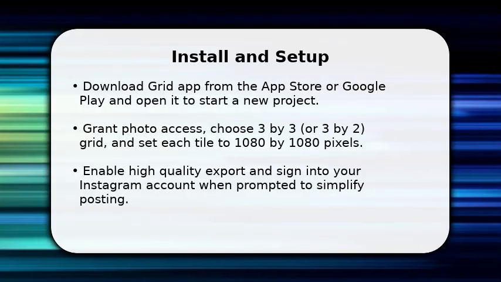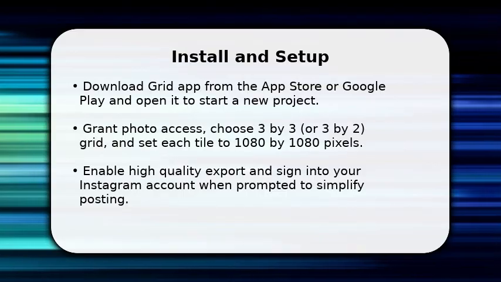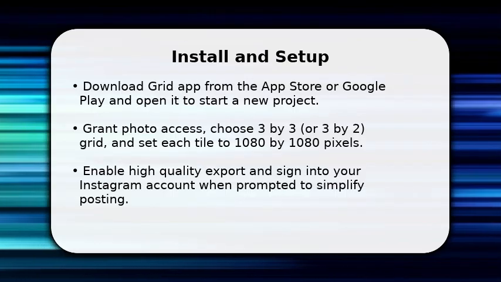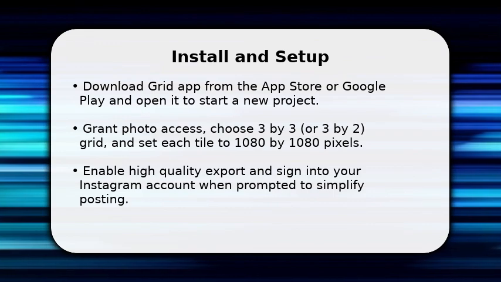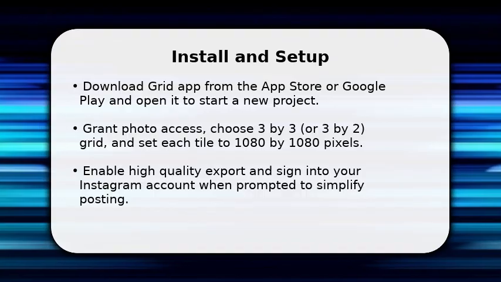Download the Grid app from the App Store or Google Play and open it to start a new project. Grant photo access so the app can import images from your camera roll, then choose a grid layout, 3x3 for 9-tile mosaic or 3x2 for 6 tiles. Set each tile size to 1080 by 1080 pixels, so the final split image becomes 3240 by 3240 pixels for a 3x3 grid. Enable high-quality export and sign into Instagram if you want direct posting.